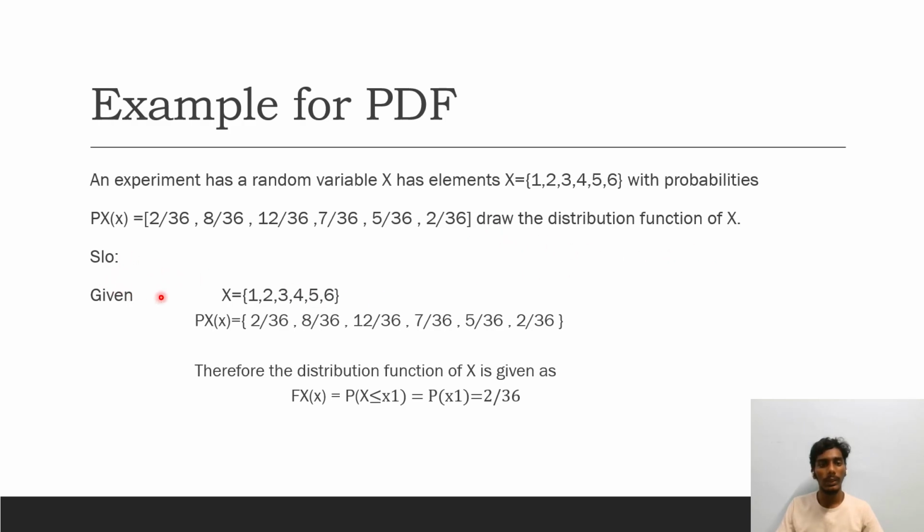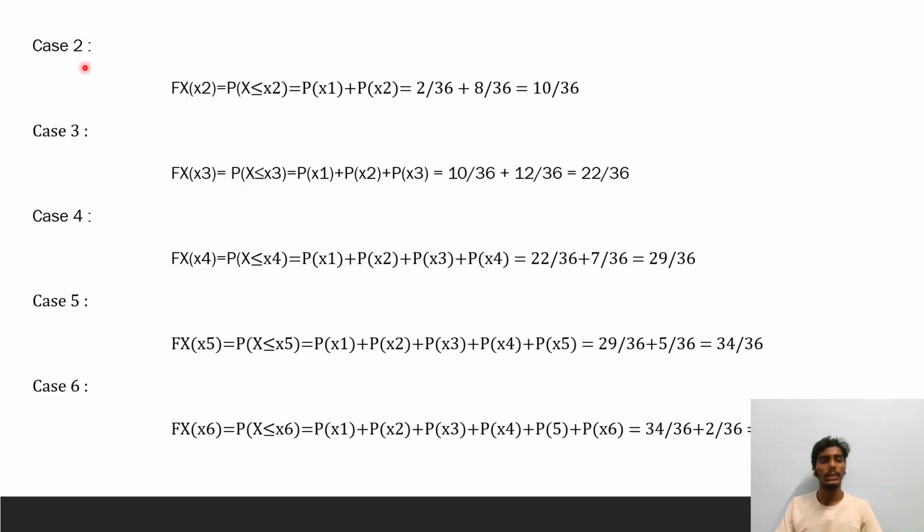This is the solution given the values. The random variable x is equal to 1, 2, 3, 4, 5, 6. These are the probabilities of all the random variables 1 to 6. The distribution function of x is given as F of x is equal to the probability of getting event x1, that equals 2 by 36. We are considering these as cases. Case 2 is event x2. The probability of getting event x2 is equal to adding the first event and second event. We got the value of 10 by 36.